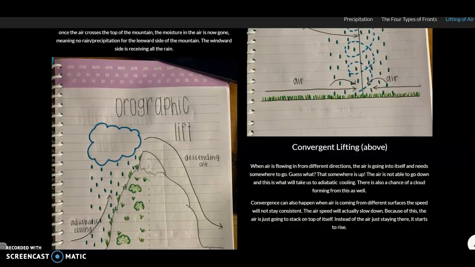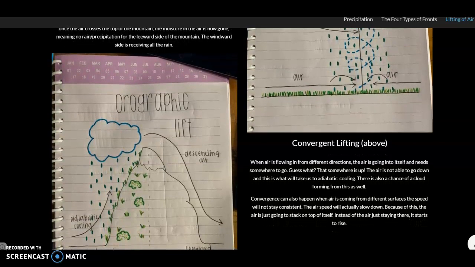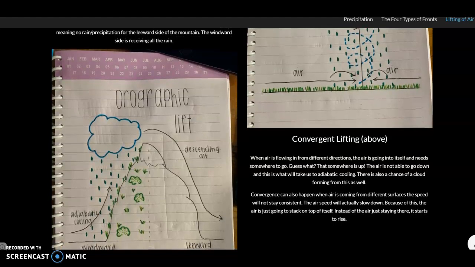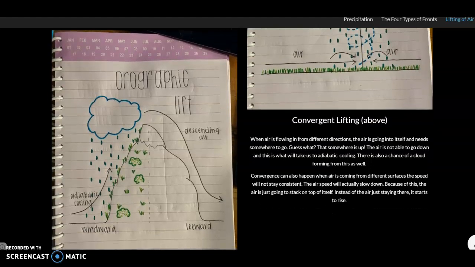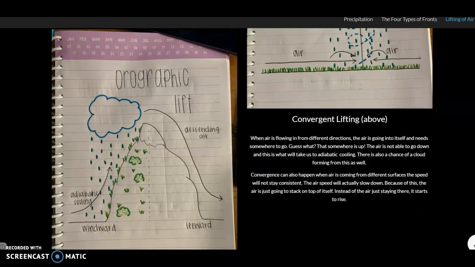And this is because once the air crosses over the mountain, the moisture is now gone. It's no longer there, which means obviously no precipitation or rain for the leeward side, meaning that there's not going to be any vegetation or anything.